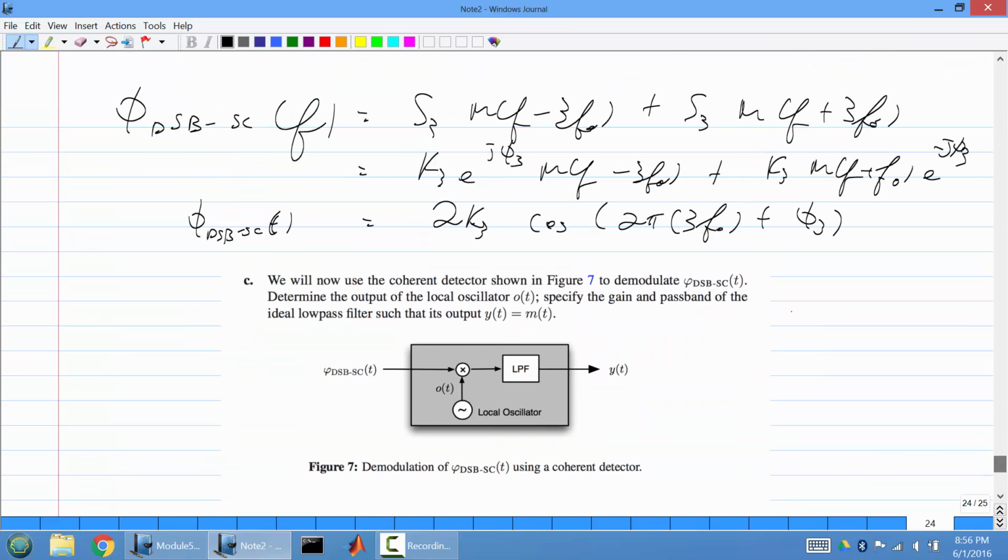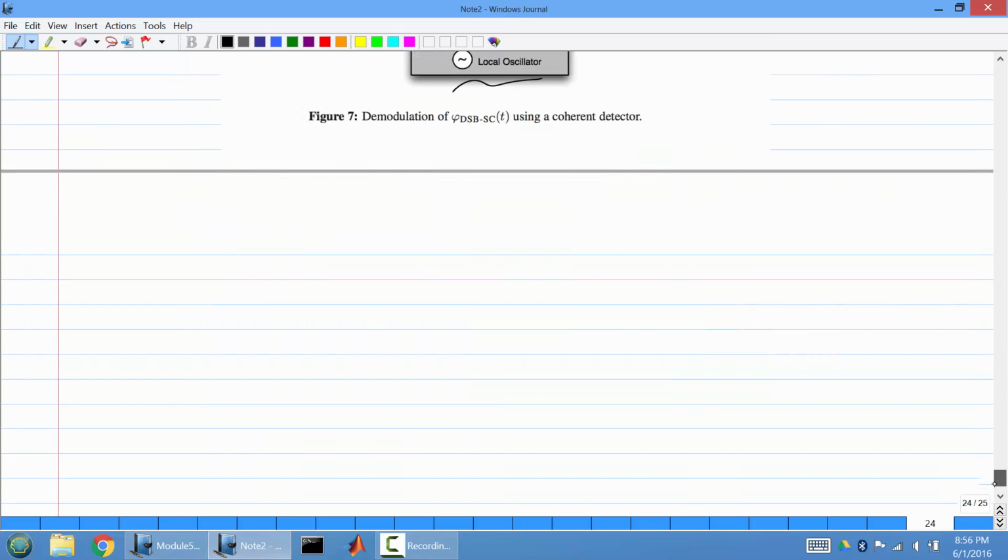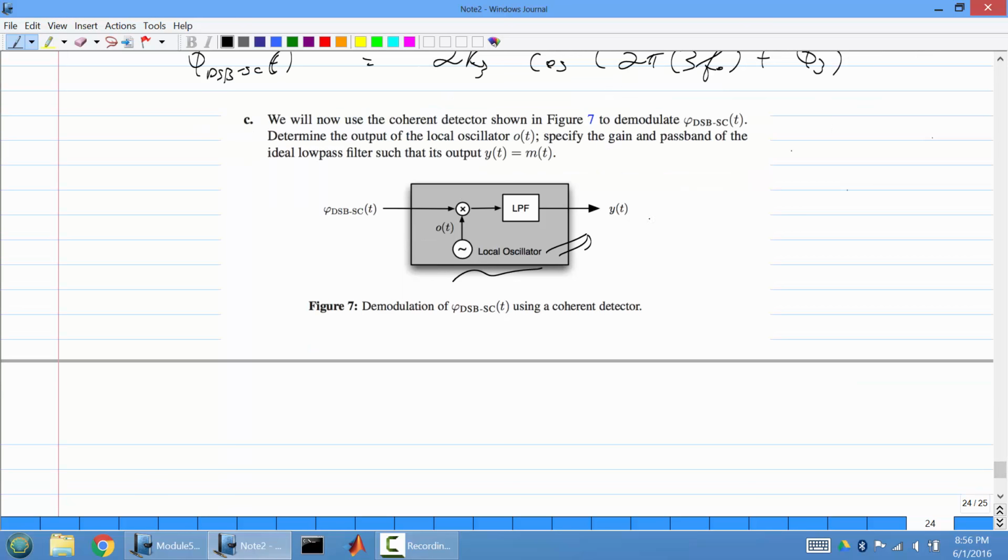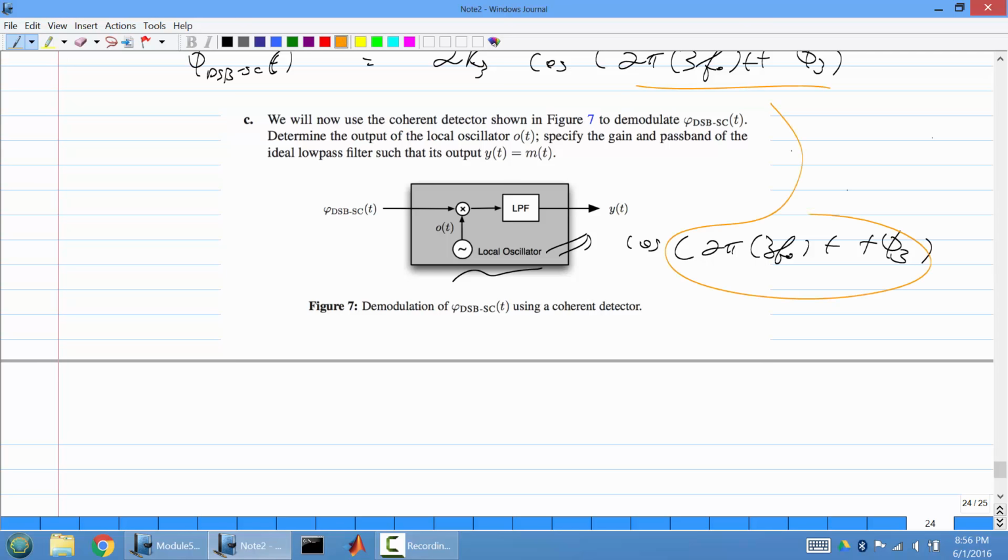What we have to do now is use a coherent detector so that we can demodulate and get the original signal back. You have to figure out what exactly this is going to be, as well as what the low-pass filter is going to be. That's actually pretty simple. You just make this cosine of 2 pi 3F naught t the local oscillator. You have to make sure that this and this are matched.